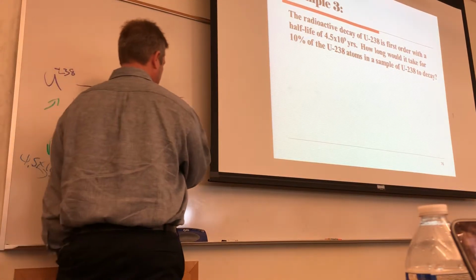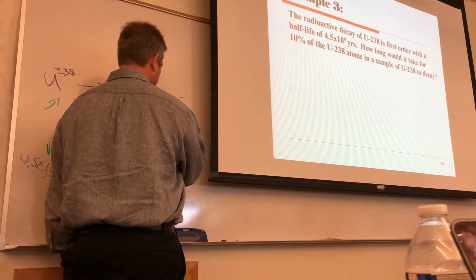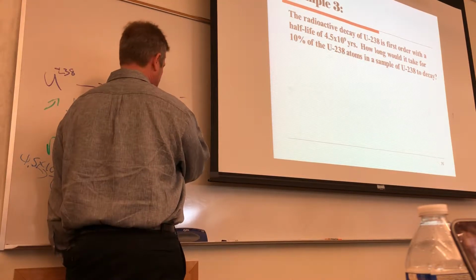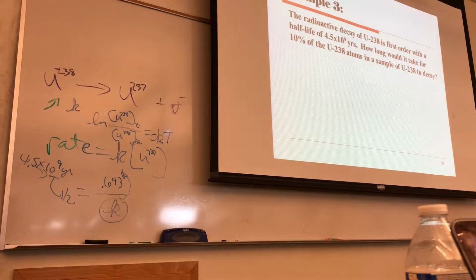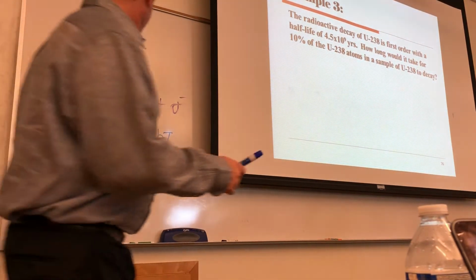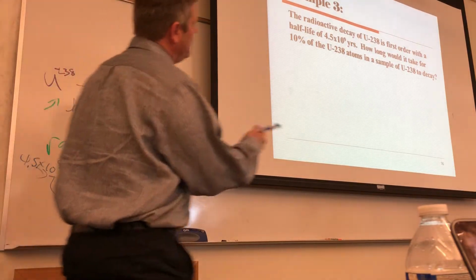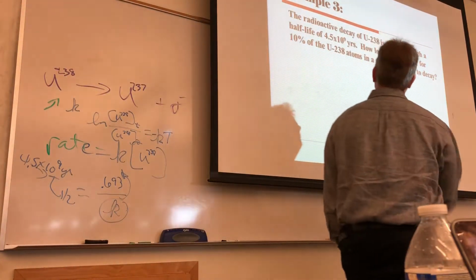Equals K, negative KT. Is that it? Negative KT, yeah. Okay, now we're getting somewhere, right? So, what do I want to know here? How long would it take for 10% of these things?